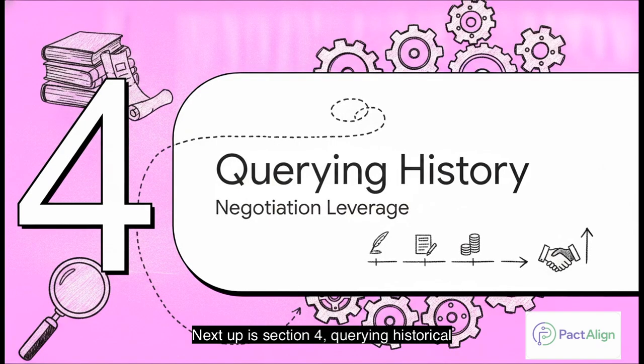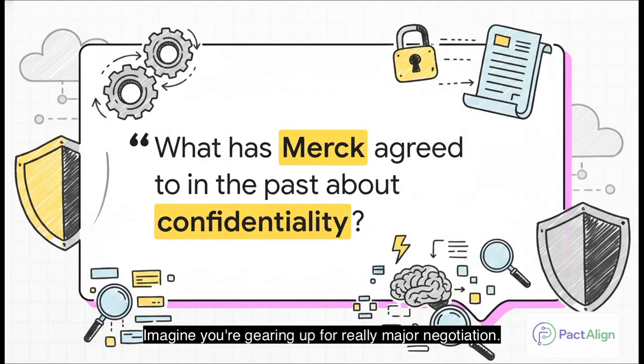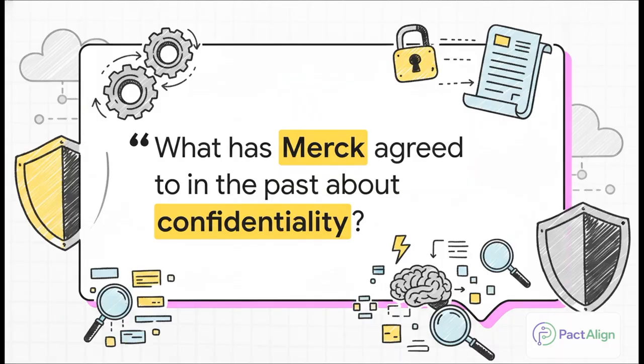Next up is Section 4, Querying Historical Deal Terms, Leveraging Your Cumulative Negotiation History. Imagine you're gearing up for a really major negotiation. A junior licensing officer can now simply type this exact natural language question into the central chat bar. What has Merck agreed to in the past about confidentiality?